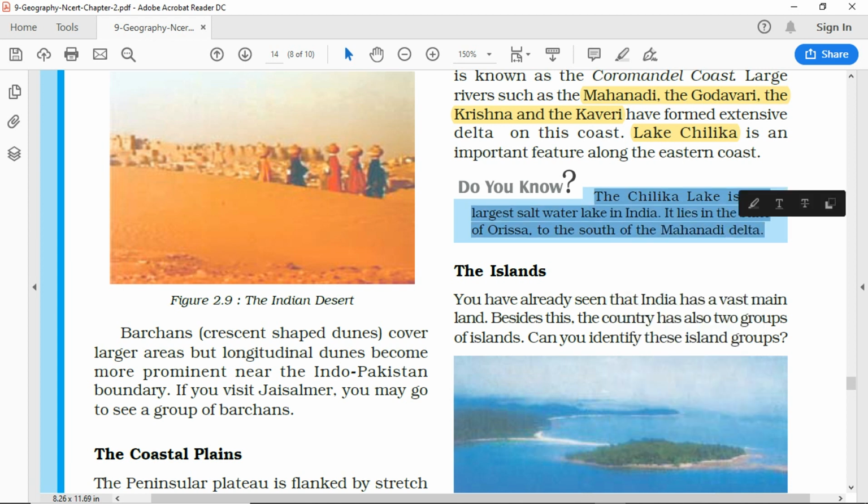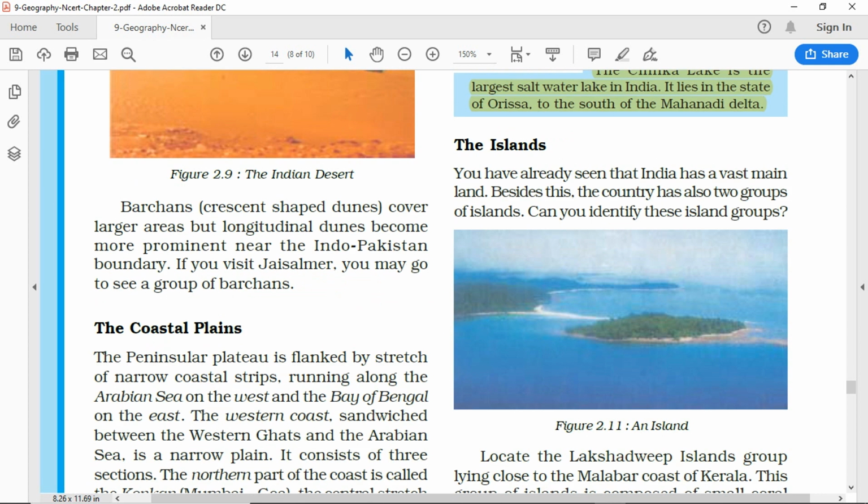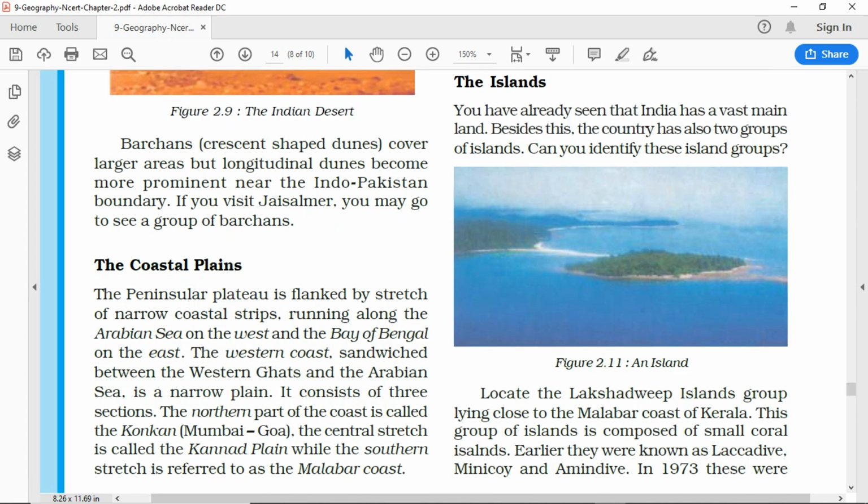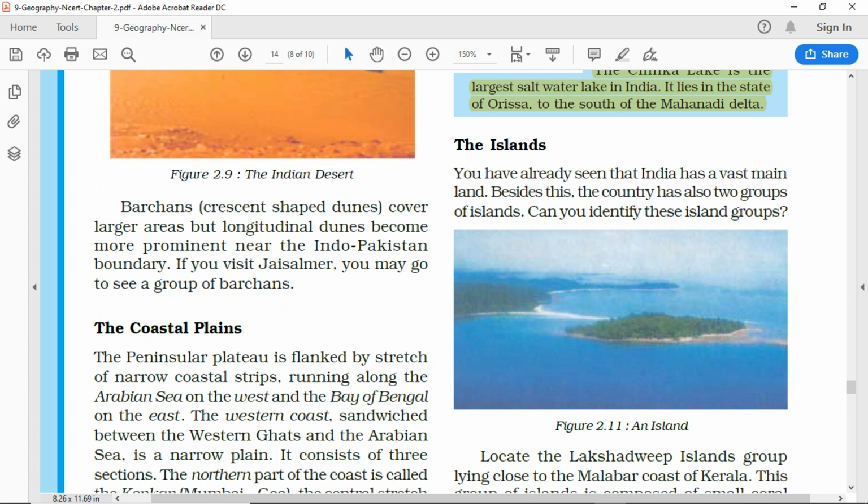The islands. You have already seen that India has a vast mainland. Besides this, the country has also two groups of islands. Can you identify these island groups? Figure 2.10, the coastal plains. Figure 2.11, an island. Figure 2.9, the Indian Desert. Barkhans, crescent-shaped dunes, cover larger areas, but longitudinal dunes become more prominent near the Indo-Pakistan boundary. If you visit Jaisalmer, you may go to see a group of Barkhans.